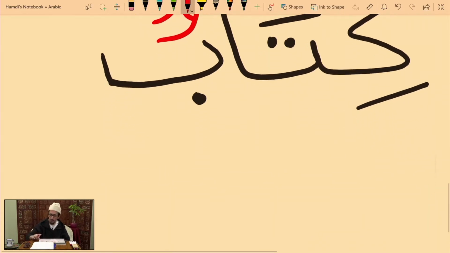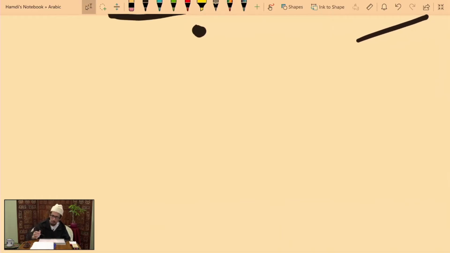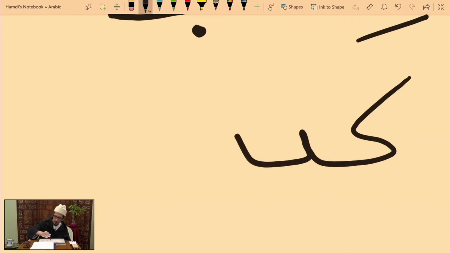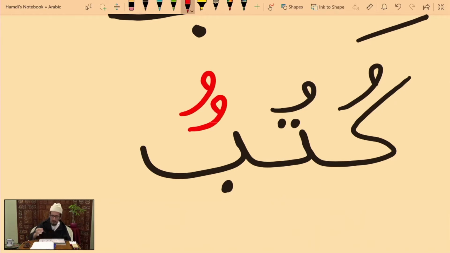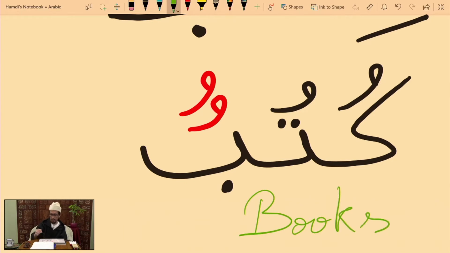Now the plural of kitabun is, and you will study how to make the plural another time, but the plural, I will give it to you now, is kutubun. Again, in English, kutubun means books. Again, it's books, not the books, it's just books.